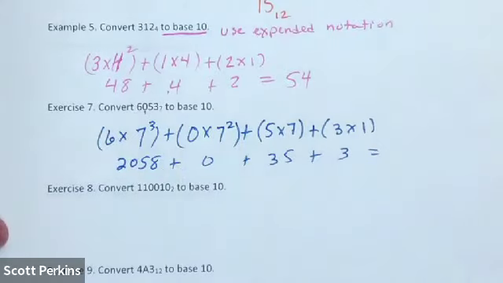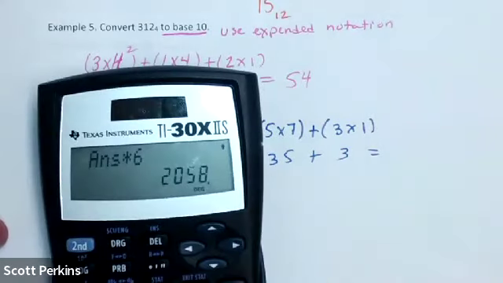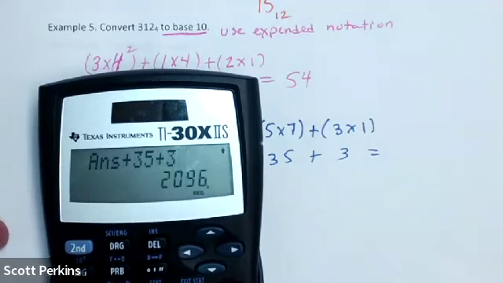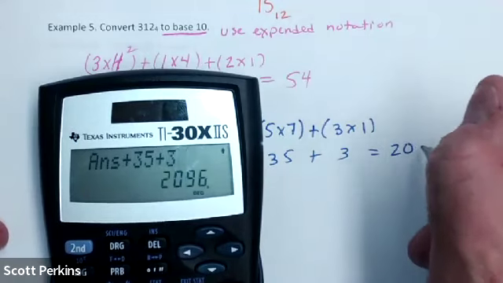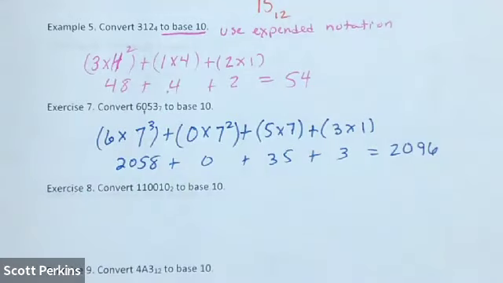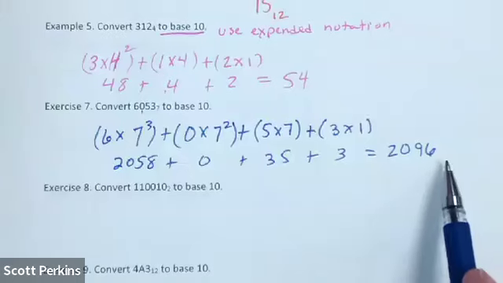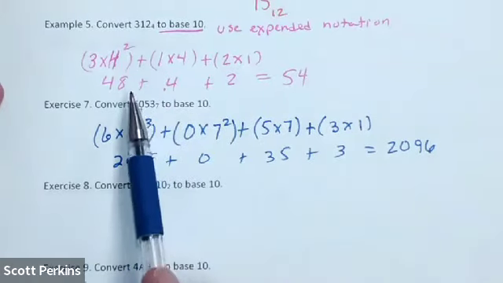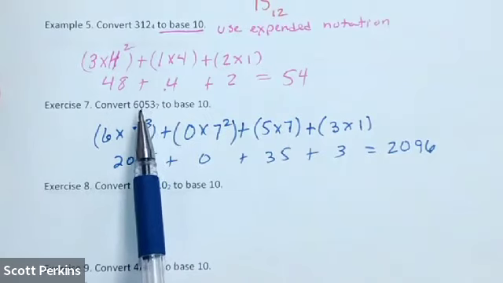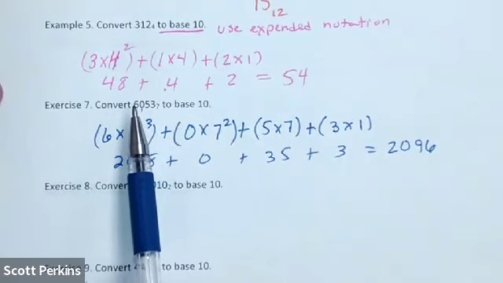And when we add all that up, 2058 plus 35 plus 3, we get 2096. So what we know as 2096 of something, if that was our paycheck, if we lived in a world of base 7, this is what your paycheck would say, but they both represent the same value.